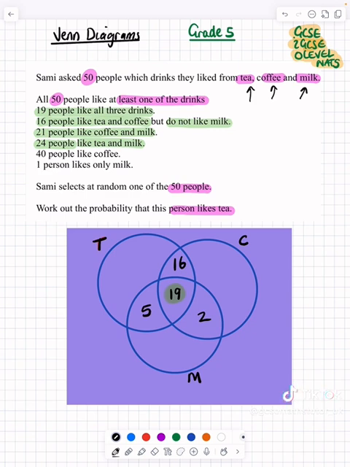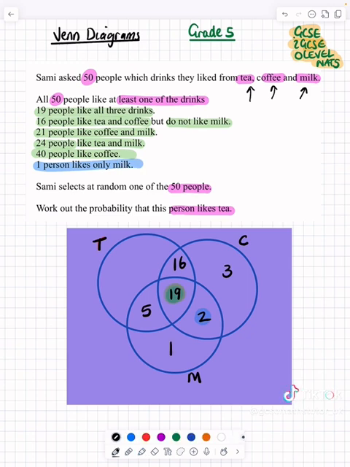Then it says 40 people like coffee, so 40 people altogether like coffee. If we add these together, we got 19 to start with, plus 2, that's 21, and plus 16, so that makes 37. Then we have 3 more, so altogether 40 people like coffee. And then it says one person likes milk, so one person likes milk over here.